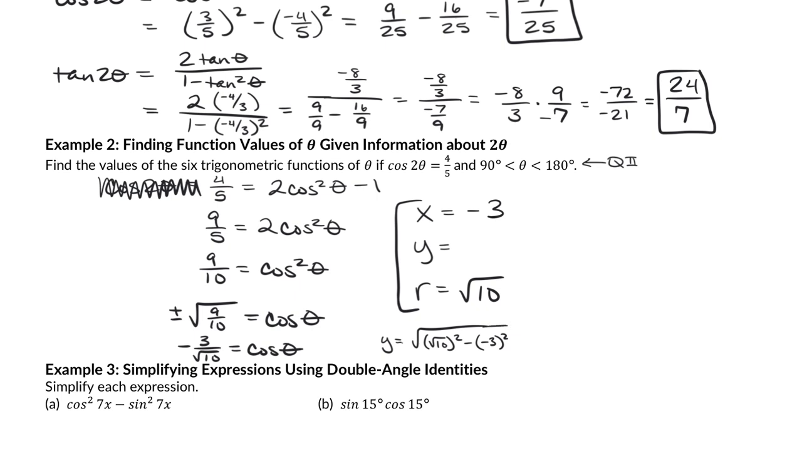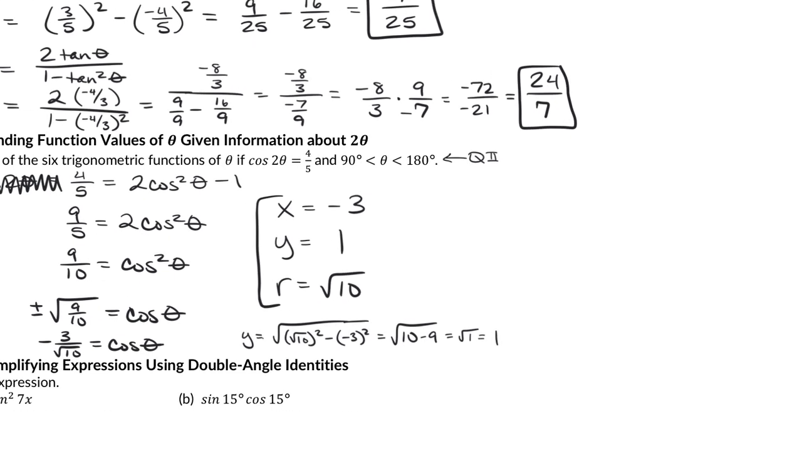Starts off real ugly and then gets real cute real fast because square root 10 squared is just 10. And negative 3 squared is what? 9. 10 minus 9 is 1, and the square root of 1 is 1. So we have that y is 1. Now, what was the point of this question? So glad you asked. I want all 6 trig functions. I want the values. So if you have x, y, and r, you can give me all 6.